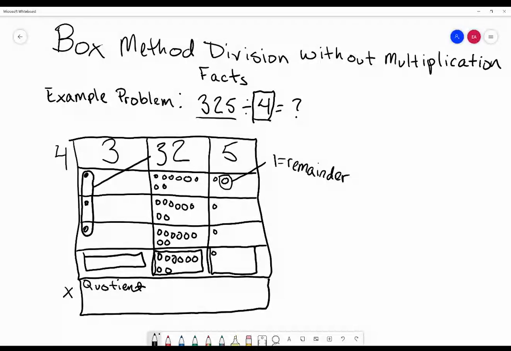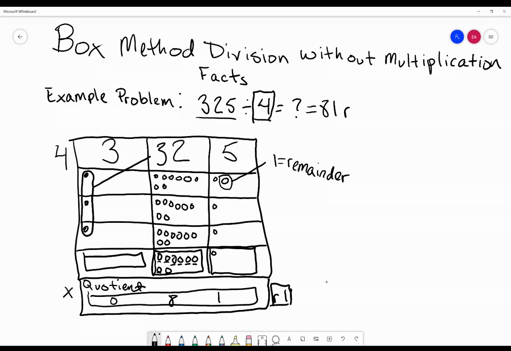So our last step is to write down how many dots are in each box down here at the bottom. Okay, so we have 0, then we have 1, 2, 3, 4, 5, 6, 7, 8. And over here we have 1, and then we have a remainder of 1, and we represent that like this, R1. And it's very important that you remember to include this in your quotient. So our answer will look like this, 81 with a remainder of 1.